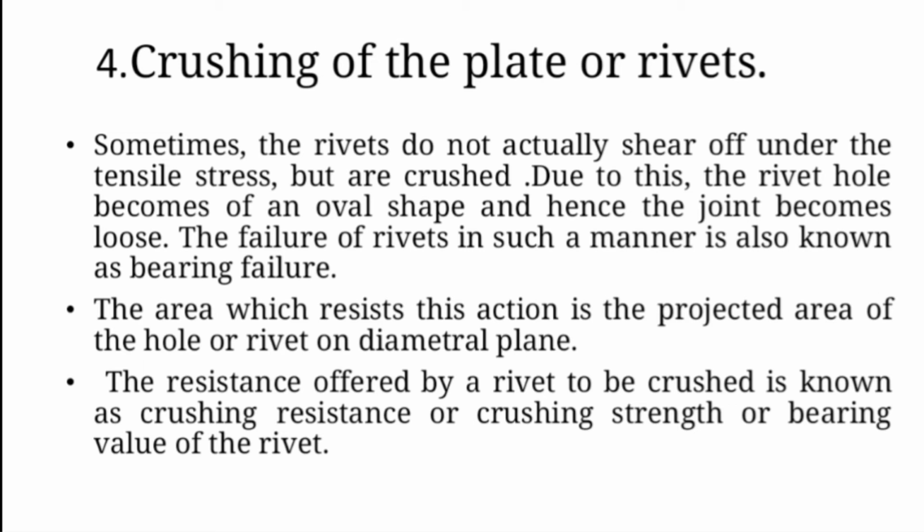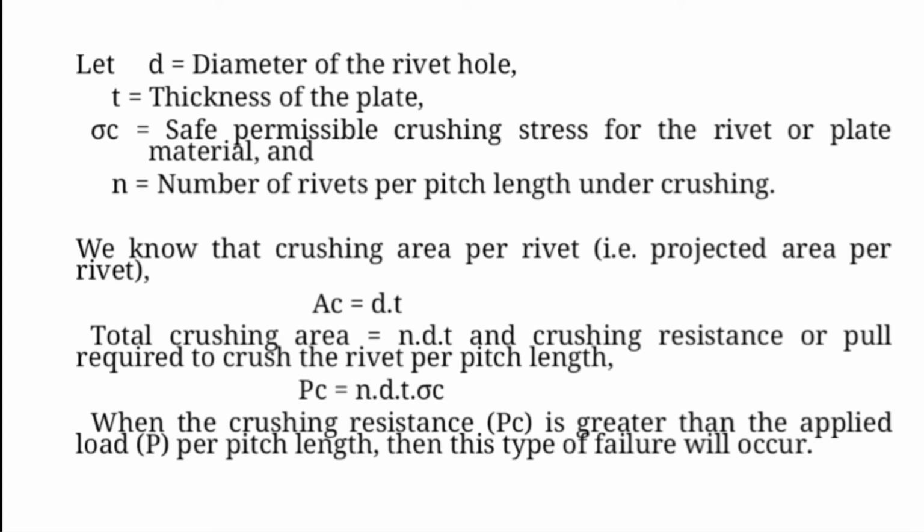Sometimes the rivets do not actually shear off under the tensile stress but are crushed. Due to this, the rivet holes become oval in shape and hence the joints become loose. The failure of the rivet in such a manner is known as bearing failure. Let d be the diameter of the rivet hole, t the thickness of the plate, and sigma c the permissible crushing stress for the rivet or plate material, and n the number of rivets per pitch length under crushing.